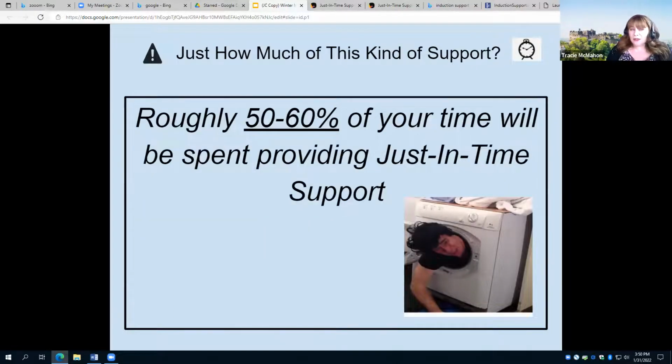So the crazy thing is that roughly 50% to 60% of your job will be giving just-in-time support, right? For all the planning that we do, with a new teacher, that is about the statistic you're looking at. So it's important that we really start to become more familiar with that. And again, practice is really how we get there. It's just getting that comfort level of being able to ask those guiding questions to get to the root of the matter and really know what's going on with your candidate.